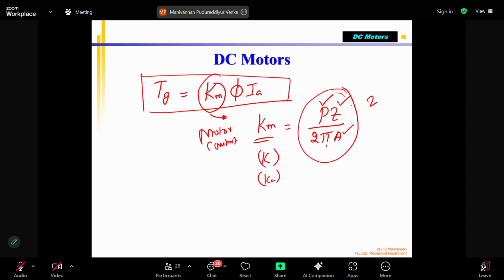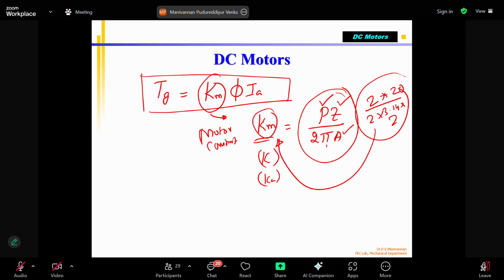For example, P equal to 2, Z equal to 20, divided by 2 into 3.14 multiplied by A equal to 2, correct? If you do that, you will get one number. Many times motor manufacturers use this number directly. Otherwise, you can calculate it if the parameters P, Z, A are given. From this, you get Km, and substitute this value here, multiplied by the field flux, multiplied by the armature current, correct? So from that you can calculate.